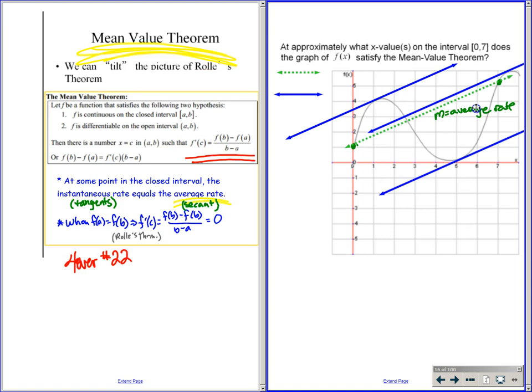So, MVT, what's it talking about? A guaranteed derivative value, where the derivative must be the average, because derivative is instantaneous. So instantaneous rate must equal average rate. Tangent slope must equal secant slope. But how do we do it? We find a derivative, we find an average, we set them equal, solve for x. And for a few of you, that might actually be something good to put on your forever card, but let's actually go practice it.